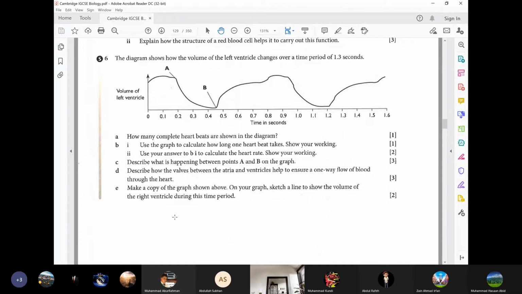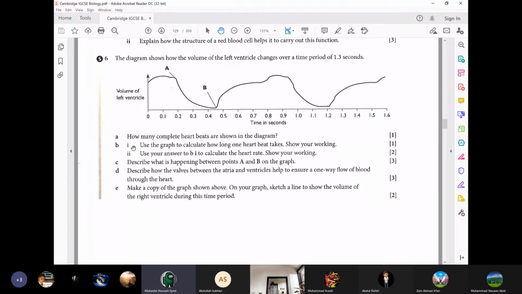The diagram shows how the volume of the left ventricle changes over a time period of 1.3 seconds. Right, guys? So this is showing the volume of the ventricle over the time period of 1.3 seconds, from here till over here.